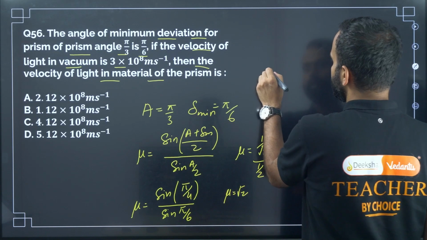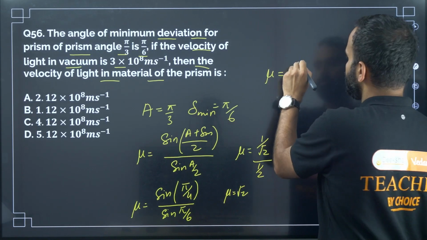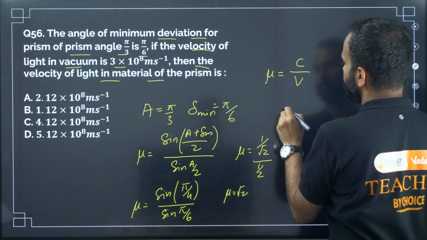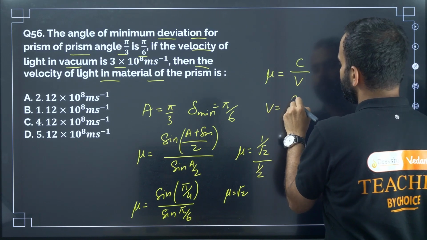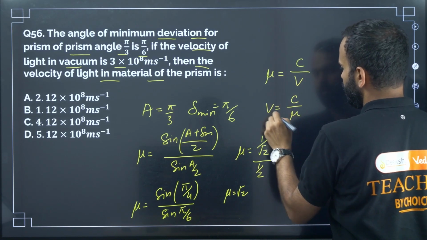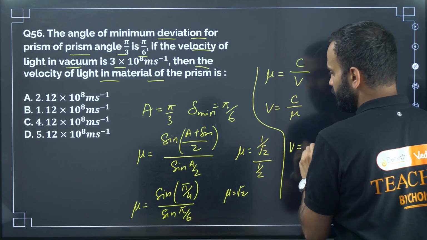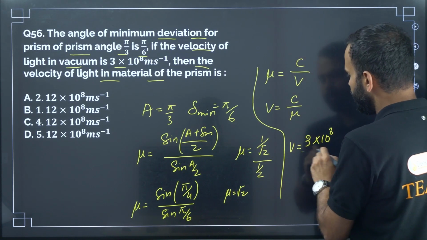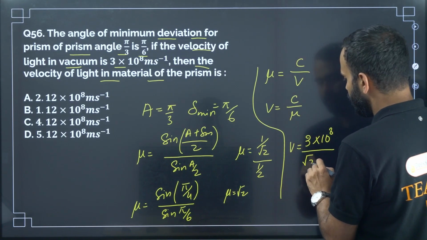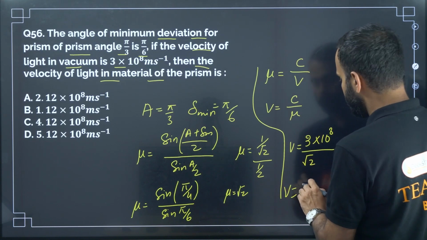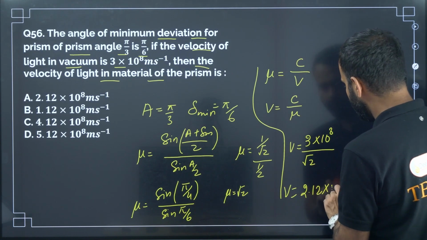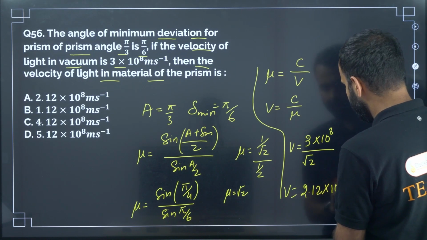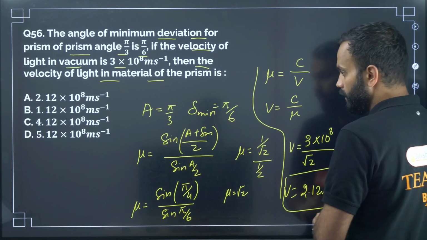We know that refractive index is the ratio of the velocity of light in vacuum to the velocity of light in the medium. So now V is equal to C divided by mu, right? So V is equal to 3 into 10 to the power 8 meter per second divided by root 2. Solve this, and you will get V equal to 2.12 into 10 to the power 8 meter per second. So the correct option is A.